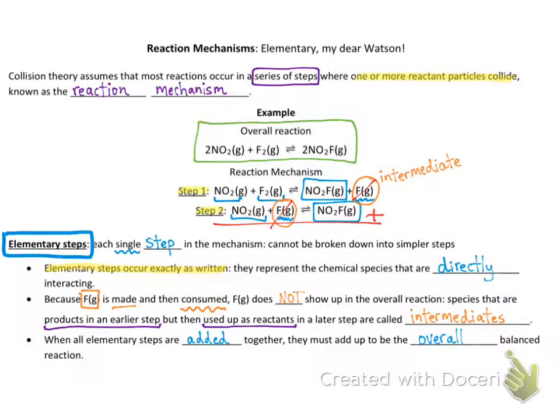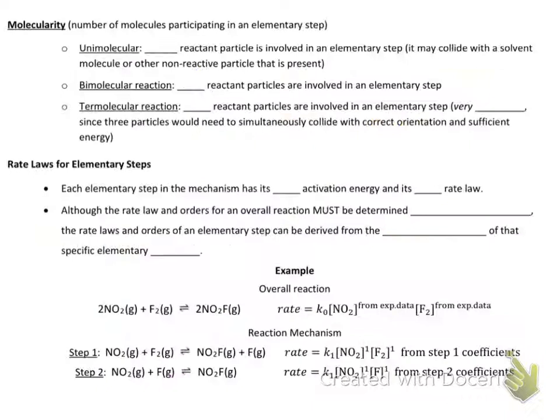When talking about elementary steps, there is a term you need to know called molecularity. Now, the word sounds fancier than it is. It's really just talking about the number of molecules participating in a given elementary step. So a unimolecular step is one in which there's only one reactant particle. It could decompose, or it could collide with solvents or something, but basically only one reactant is present.